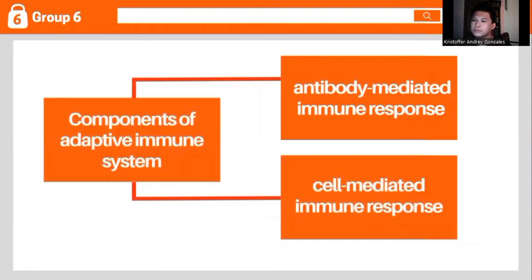Components of adaptive immune system. First, antibody-mediated immune response. Second, cell-mediated immune responses.